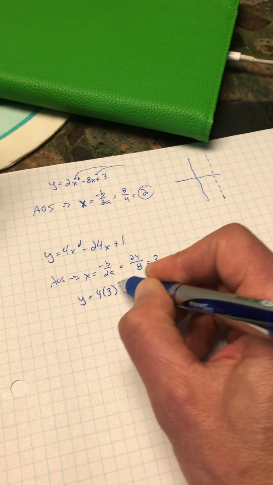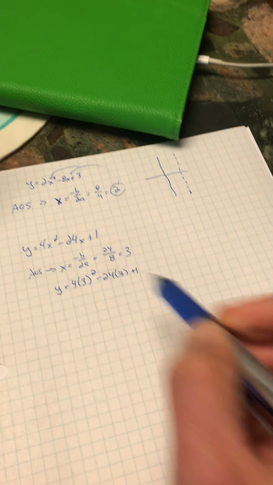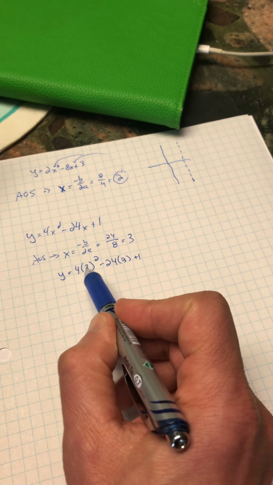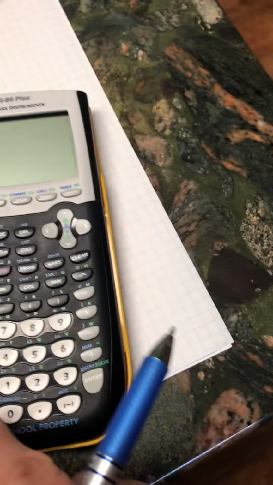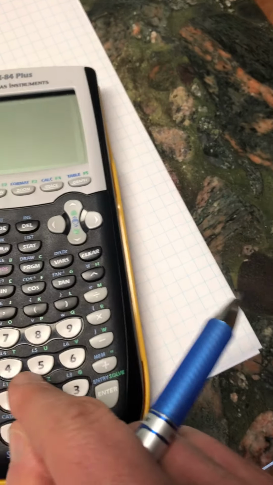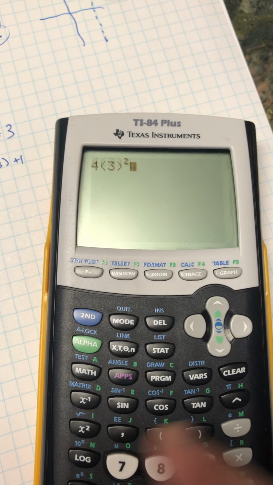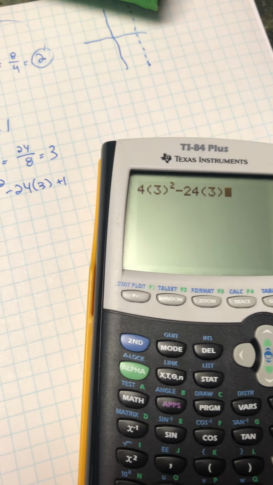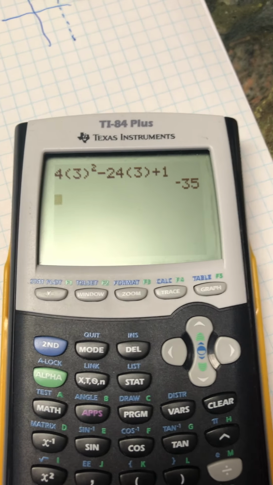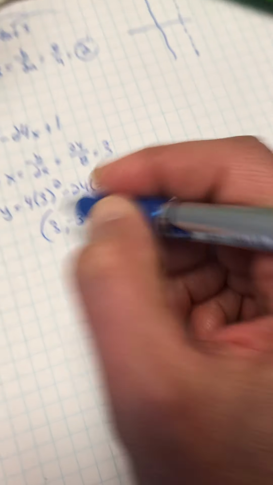Now when I plug this in, I'm going to show you on the calculator what I do, just to make my life easier. All right, I could do this mentally. Notice where I put that square on the outside, because if there's a negative, that really matters. Let me find my calculator here. So on a calculator, I just let this guy do the work for me. I just type in 4 parentheses, 3, close them, squared. Notice I put those on the outside, minus 24 times 3 plus 1. Hit enter, and there we go, negative 35. So the vertex of this was 3 comma negative 35.